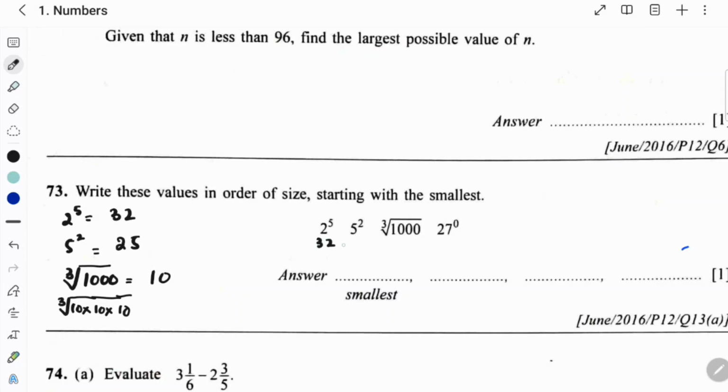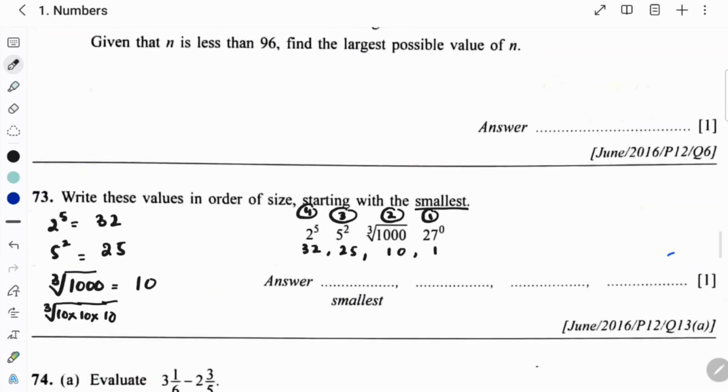So this is 32, this is 25, this is 10, and it is 1, starting with the smallest. So obviously the first one is 27 to the power 0, which is 1, and then 10 is the second, and then 25 is the third, and 32 is the fourth one. So very easy and simple question. This is also just a 1 mark question.